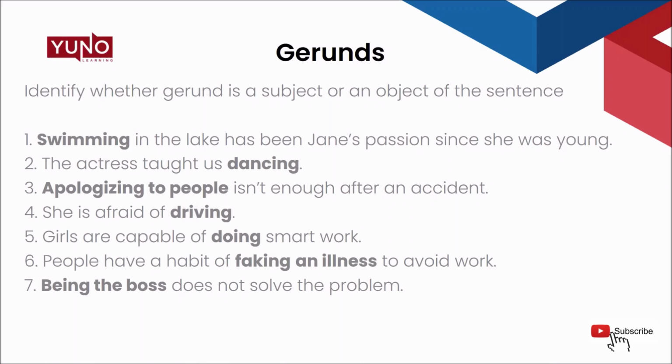People have a habit of faking an illness to avoid work. What habit do people have? Of course, people is the subject of the sentence. So they have a habit of faking an illness. So faking an illness happens to be a gerund as an object, but a gerund phrase here. Being the boss does not solve the problem. So we know something does not solve the problem. And what is that which does not solve the problem? That is being the boss. So an example of a gerund as the subject of the sentence, and here we talk about a gerund phrase.